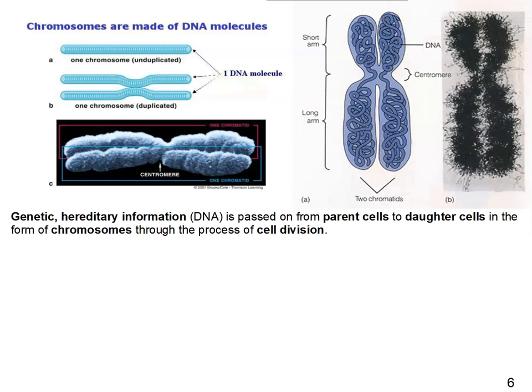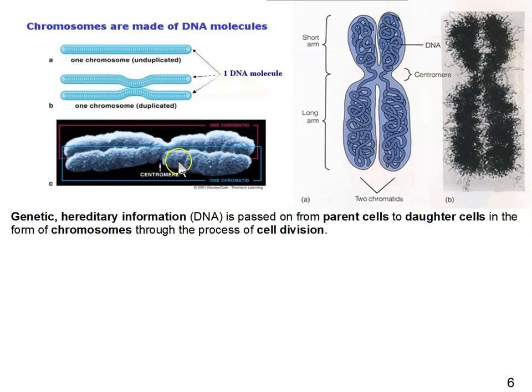So the DNA is probably the most important thing that daughter cells get from parent cells through the process of cell division. It's genetic information, it's hereditary information that's passed from parent cell to daughter cell, and also from parents to offspring. So that's why we're studying cell division and heredity together in this unit, because cell division is how hereditary information is passed on.